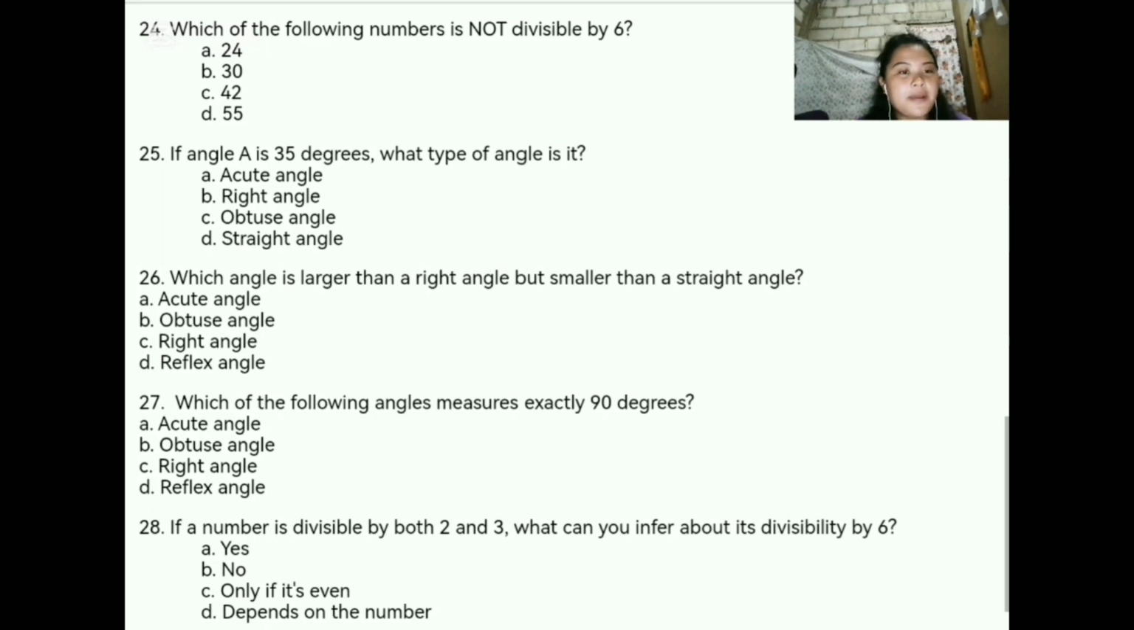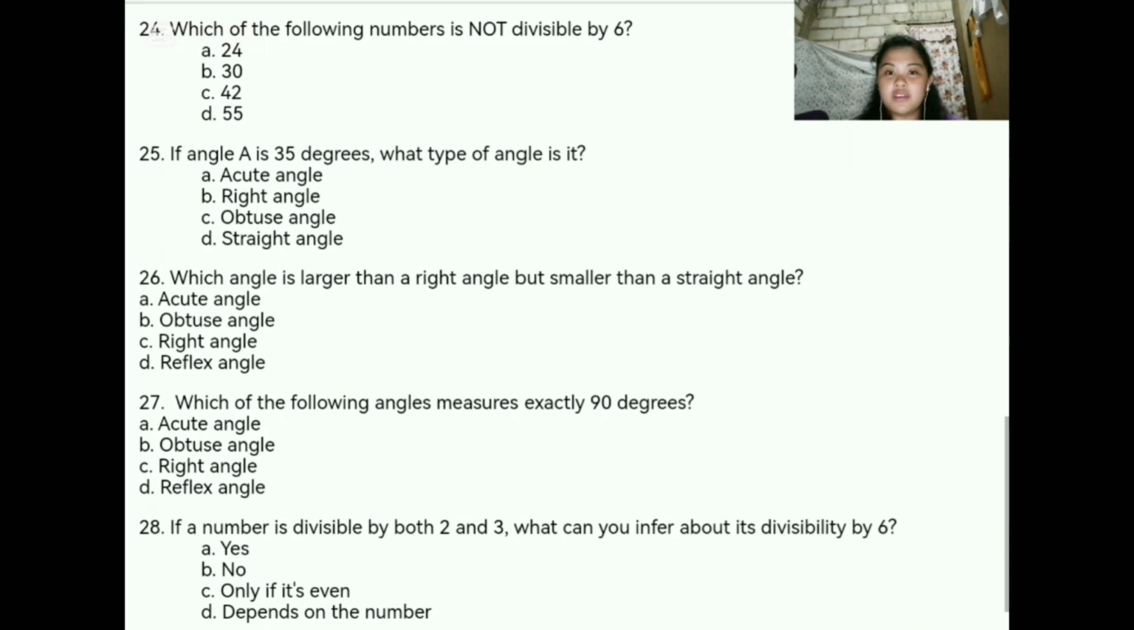Okay, for number 28, if a number is divisible by both 2 and 3, is it divisible by 6? So, A, yes, B, no, C, only if it's even, D, depends on the number. So the correct answer for this number is letter A, yes, because all numbers that are divisible by both 2 and 3 are also divisible by 6.